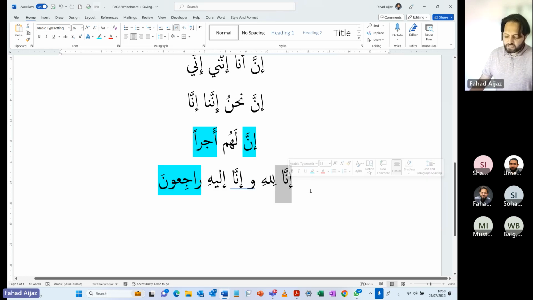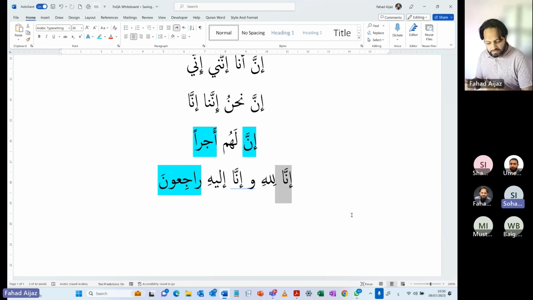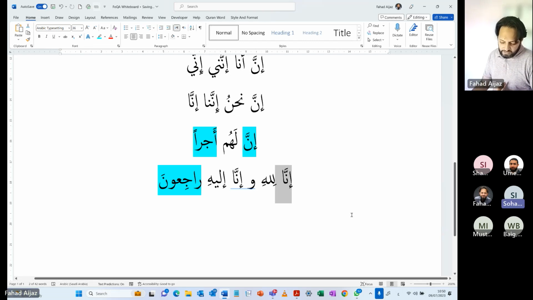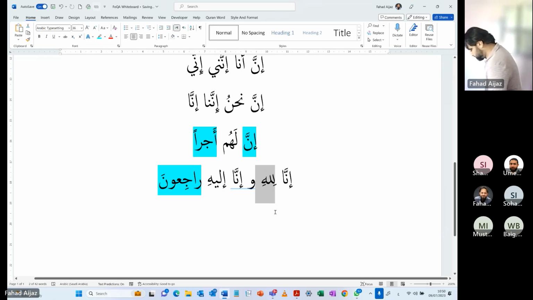Now inna, tell me, what type of fragment is this? It's harf of nasab. It's the harf of nasab inna combined with na, the same inna used in inna atayna kal kausar. Right? And then lillahi, what is this? You tell me. Harf of jar. Perfect. It's harf of jar.